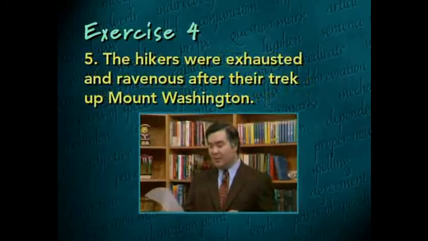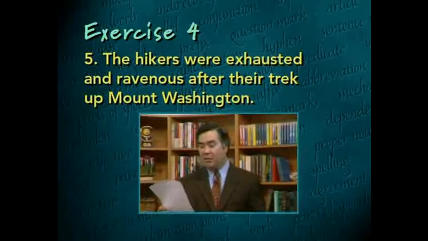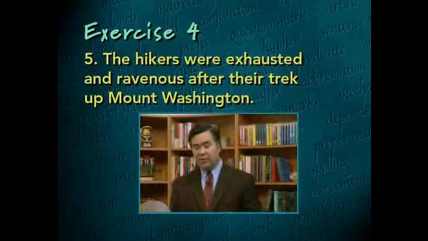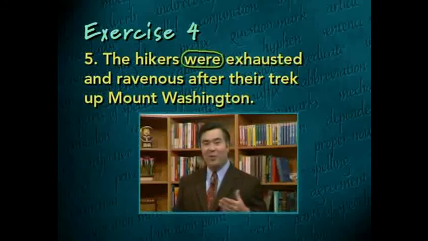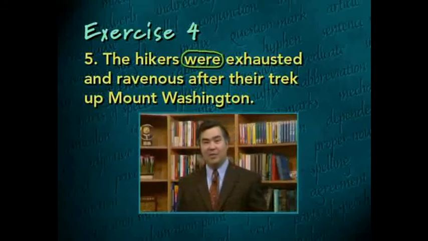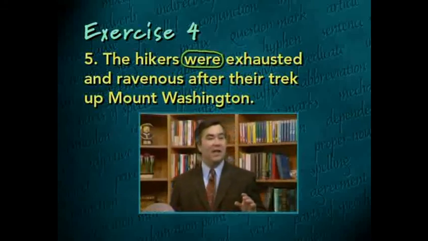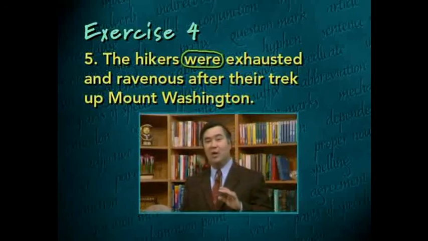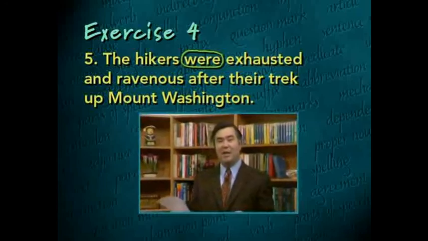Our final example. The hikers were exhausted and ravenous after their trek up Mount Washington. What's the verb in this sentence? Well, the verb is were. And were, of course, is a form of the verb to be, which is the most common and important of the linking verbs. The subject of the verb were is hikers. And what follows the verb were is what the hikers were. Therefore, it's the subject complement that gives us more information about the hikers.